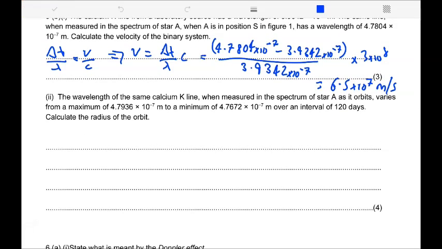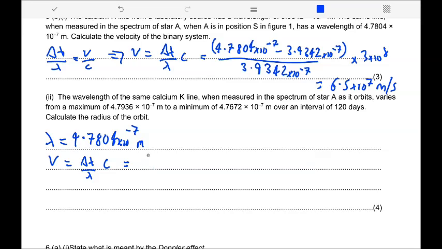The central wavelength is going to be the one that's given to us in the previous part of the question, which was 4.7804 times 10 to the minus 7 meters. That's the wavelength that we use, the central wavelength. And how do we use our equation for v? Well, in the previous part, we've got v equals delta lambda over lambda multiplied by the speed of light, c. So if we plug the values in, we can work out what the change is.